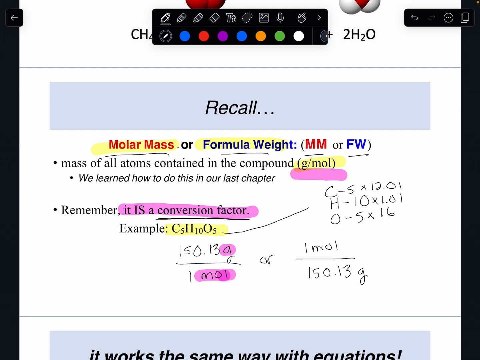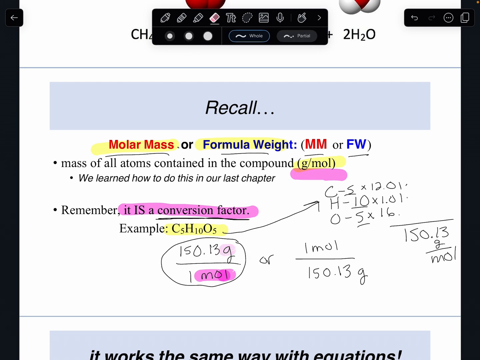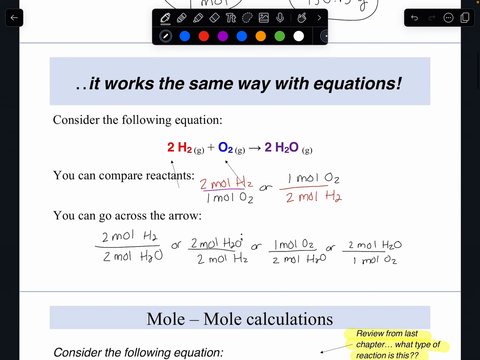So just to remind you how to calculate molar mass, if we did C5H10O5, we take the amount of each atom, we multiply it by the mass found on the periodic table, we add it all up, and in this case we'd get 150.13 grams per mole. Now remember that grams per mole is utilized here, and per mole means per 1 mole. So we can write it that way, or we may see it written in the flipped way. And again, both of those are acceptable conversion factors. So you're going to see that being used today a lot.